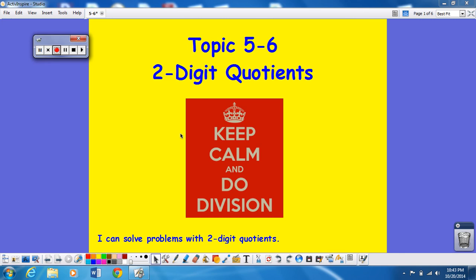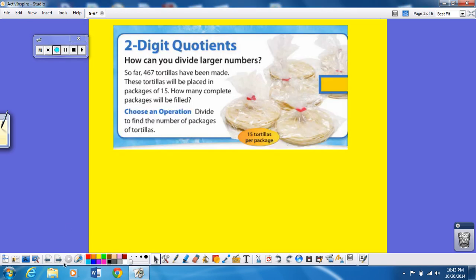5-6, two-digit quotients. What you're going to find tonight is that what we're doing is just an extension of what we've been doing. Most of your quotients, or most of your answers for the division problems we're going to be working on, will have two digits. So let's jump in and see what happens here.